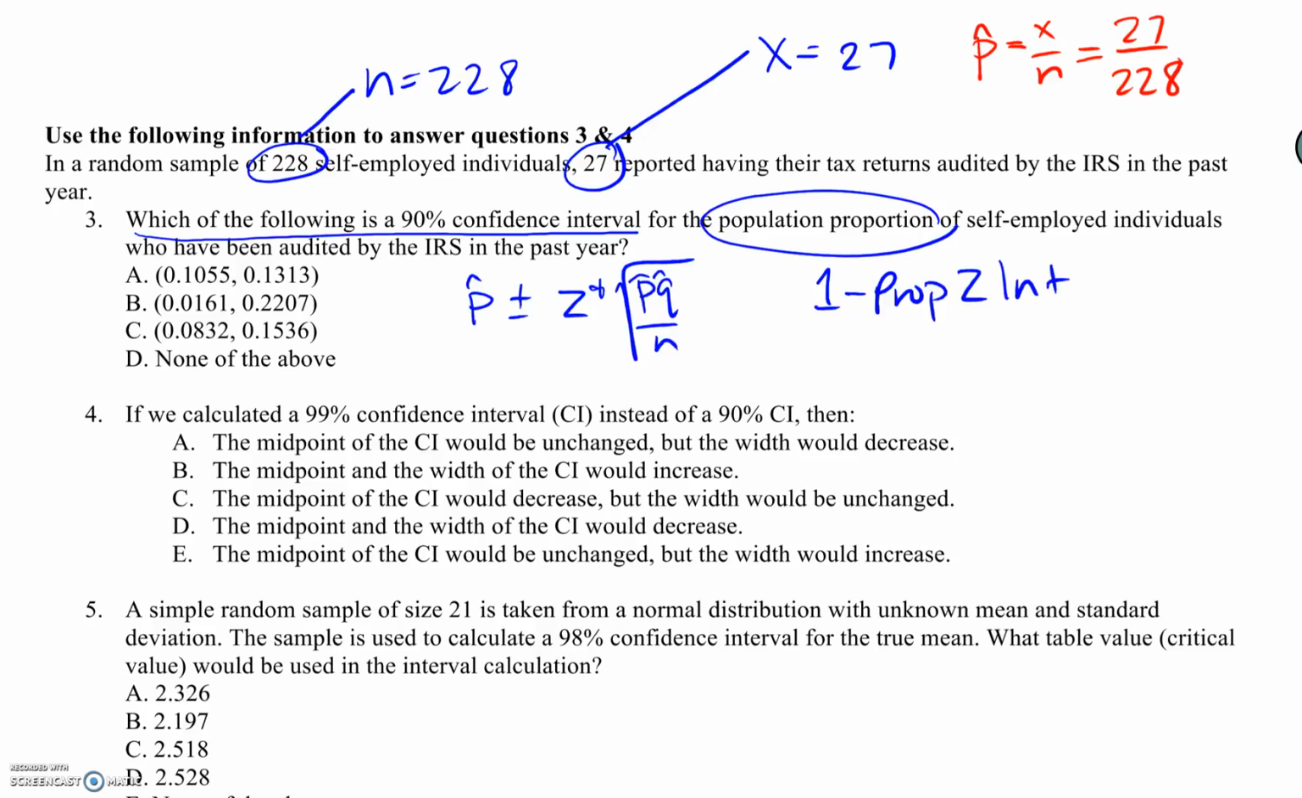90% confidence. The answer is C. All right. 4 is about the previous question.